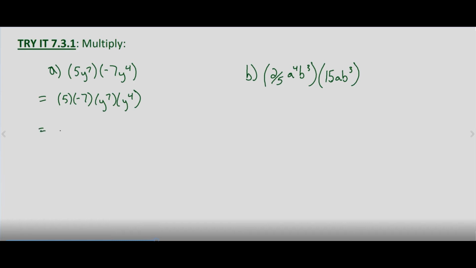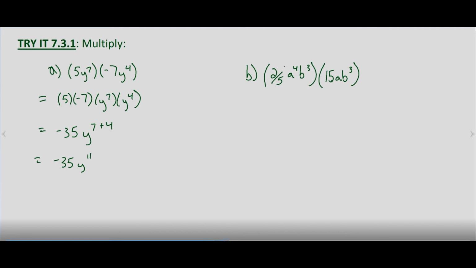5 times -7 is -35. Same base, multiplication. So we use the product property to add the exponents. So y to the 7 plus 4. And that ends up being -35y to the 11th.